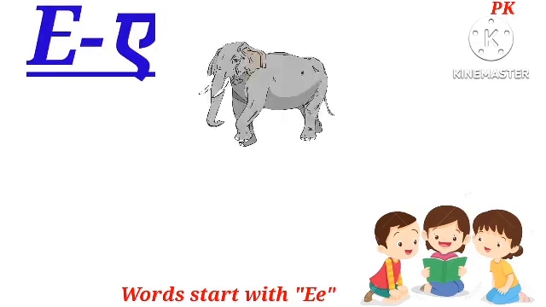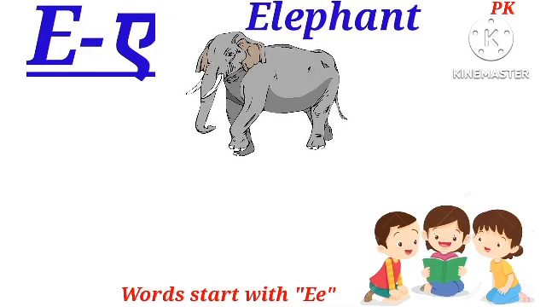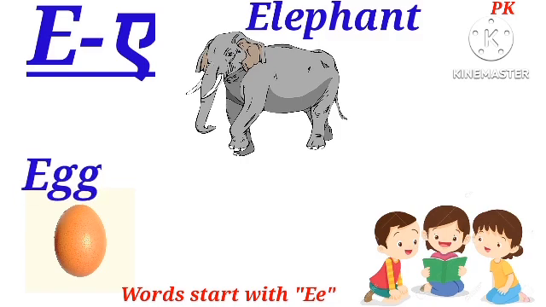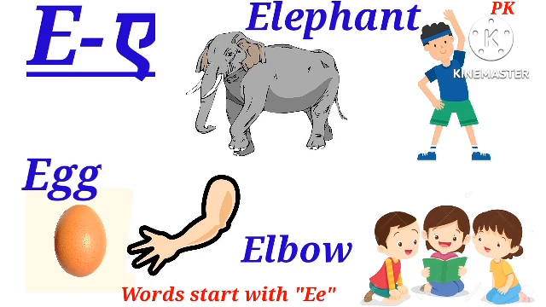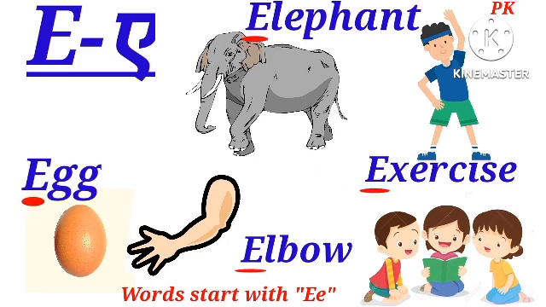Next, E sounds A. A elephant. E says a egg. E says a elbow. And E says a exercise. So here what is the starting letter? E. And it sounds A. So E says A.